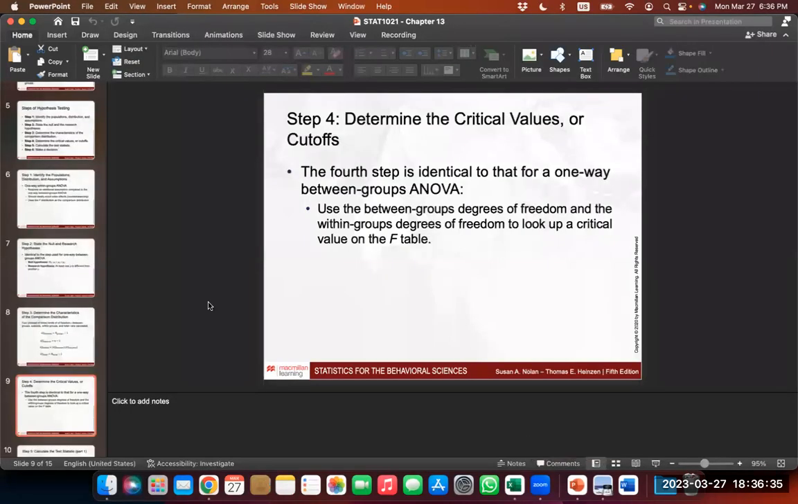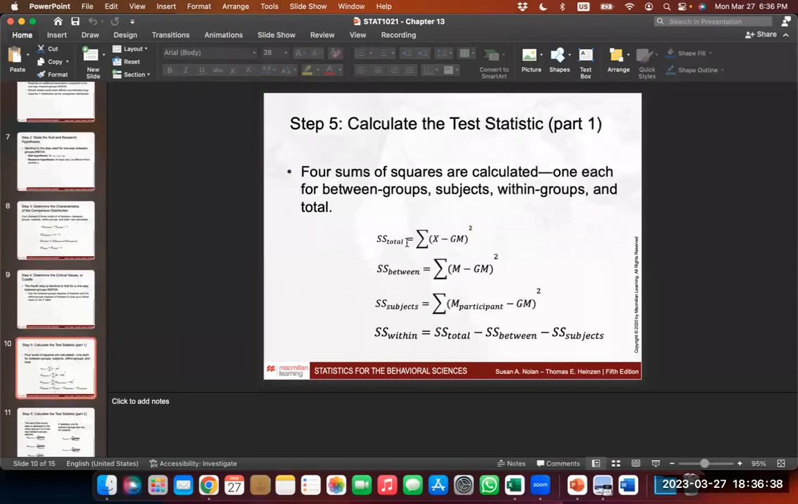Okay. So now we have these calculations, and now we have the test statistic. The test statistic is the same as with the between groups and all. We have the sum of squares total, which is basically the individual x minus the grand mean. We have sum of squares between. That's basically the individual mean minus the grand mean. So that's the variation. Remember the dictator game? That's basically the variation around the group. Then we have the sum of squares subjects. That's the mean of the participant minus the grand mean. So this is basically all we need.